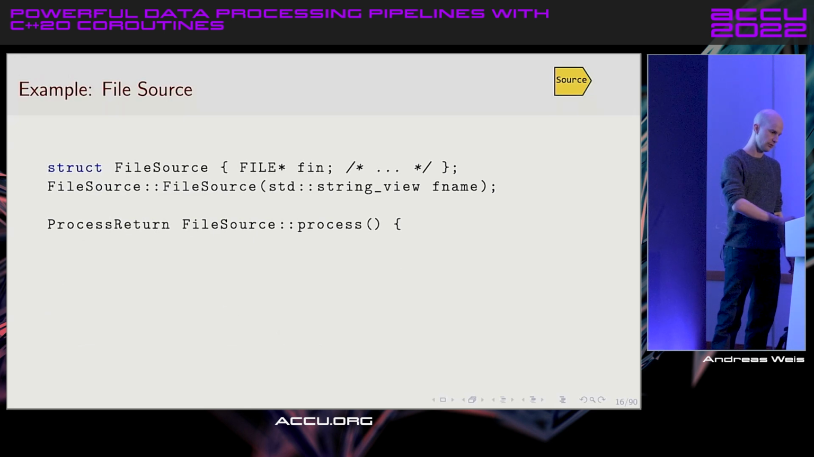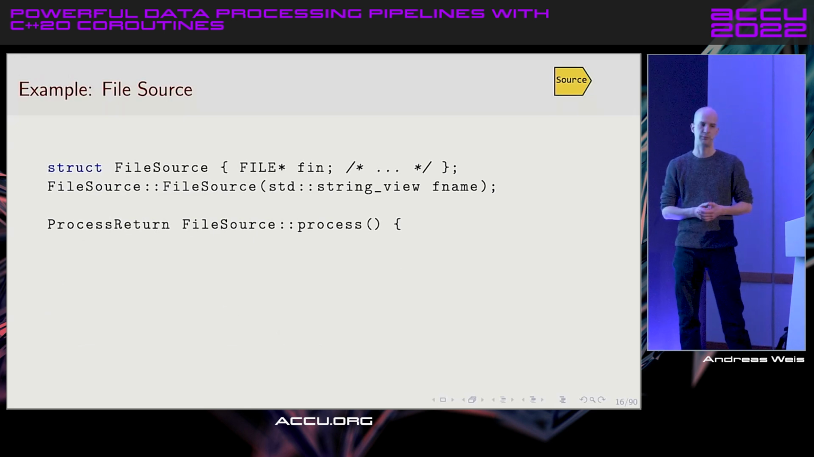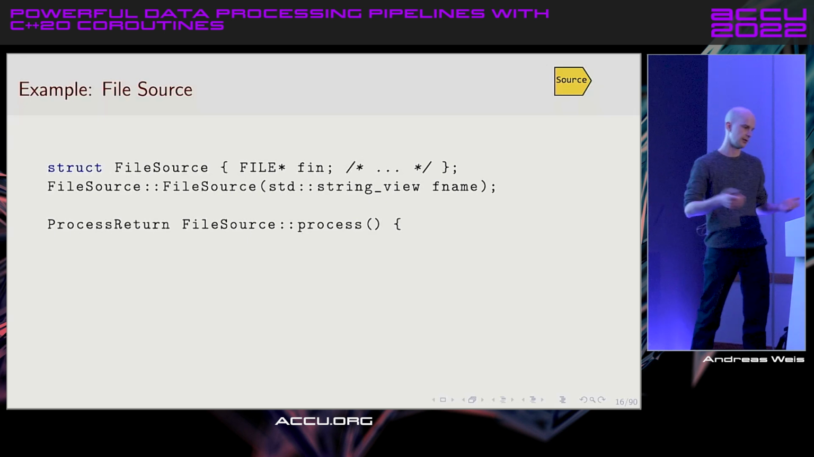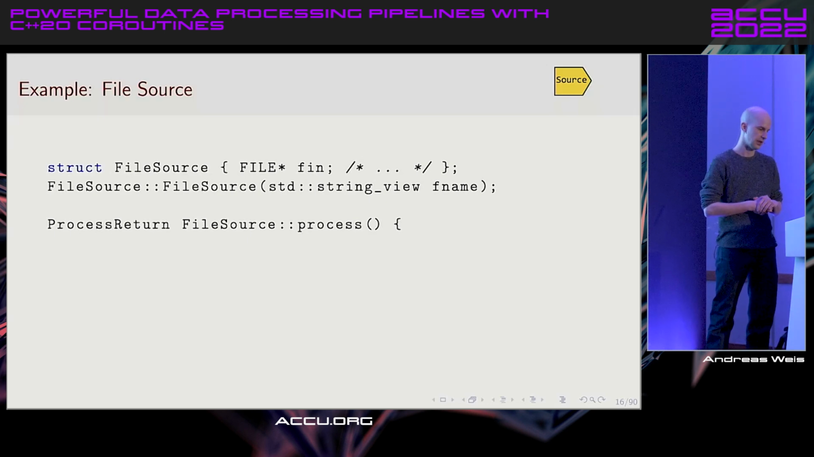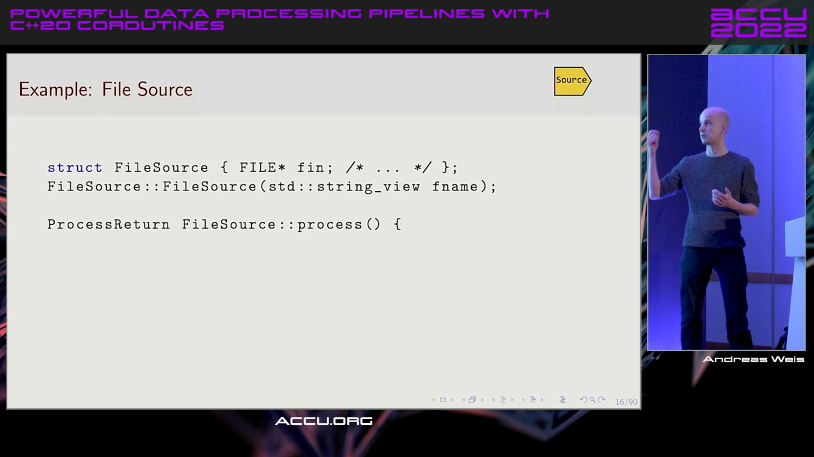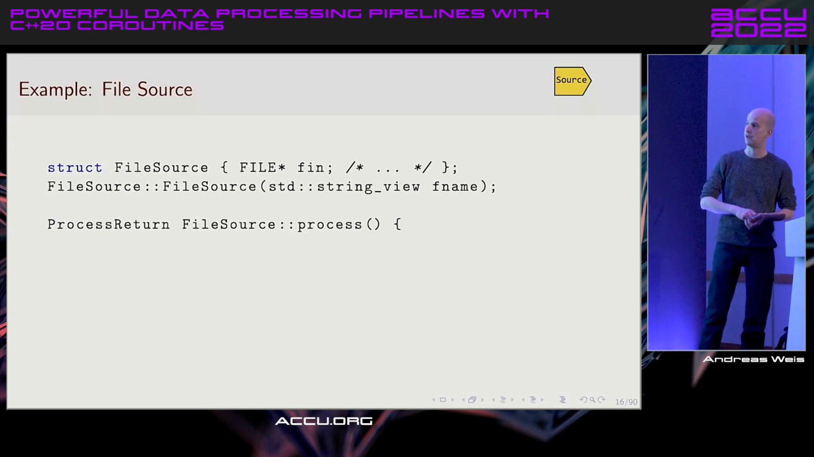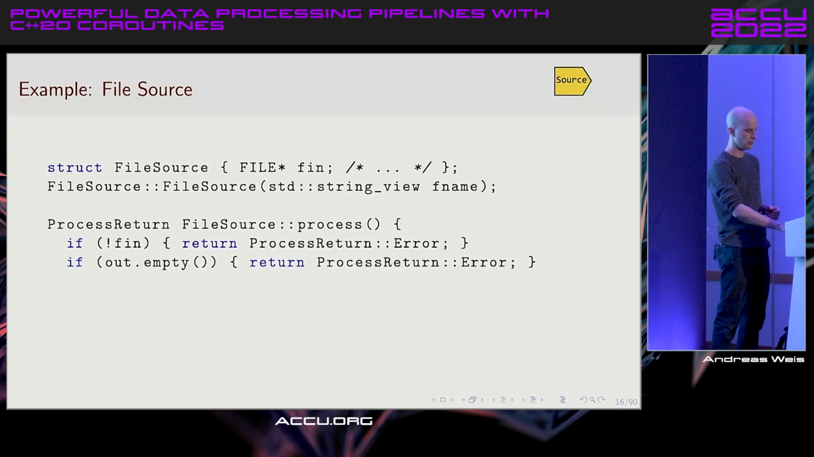So to make this a bit more concrete, let's just try to implement a source. In this case, a simple file source. I just construct the file source, giving it a file name. It will open the file. And then with each call to the process function, it will fill the output buffer with the contents from the file.